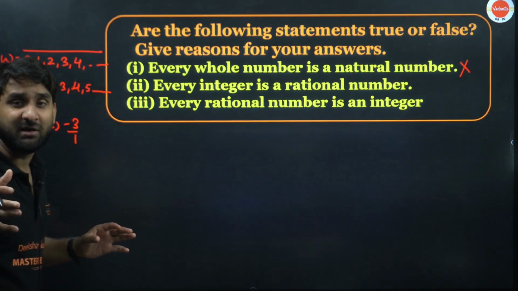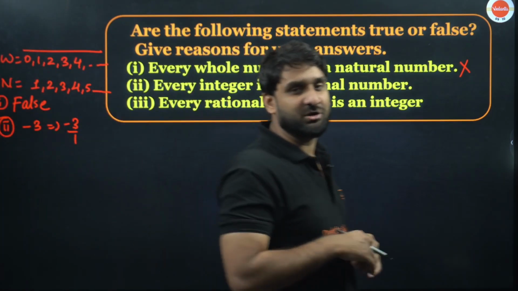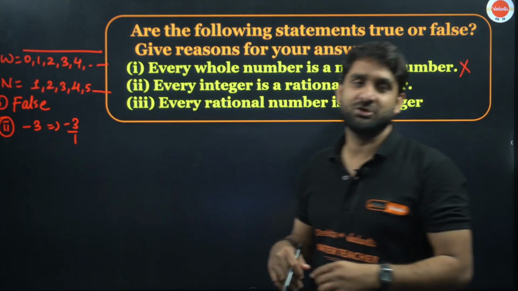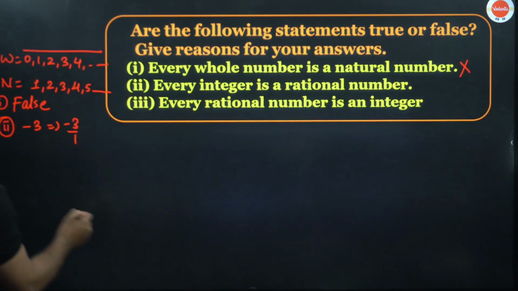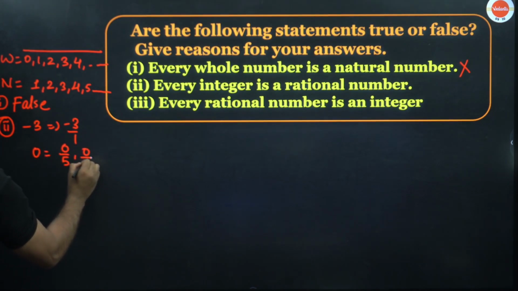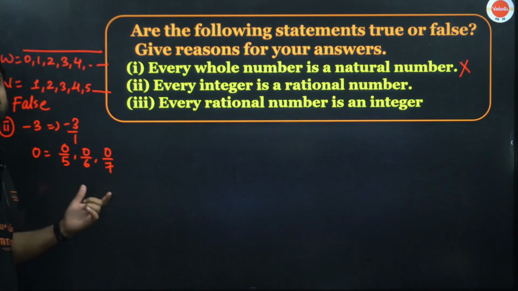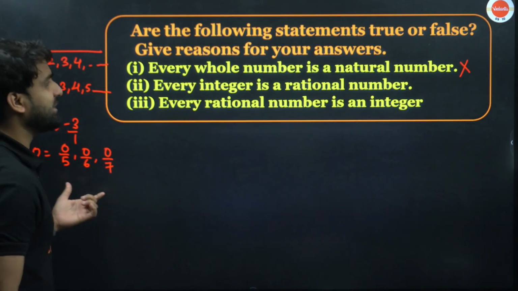If you might be getting confused, my dear champion. So negative fraction is also a rational number. Yes, negative fraction is also a rational number. If you take 0, it is an integer. So 0 can be written as 0 by 5, 0 by 6, 0 by any number. And what is the condition for rational number?